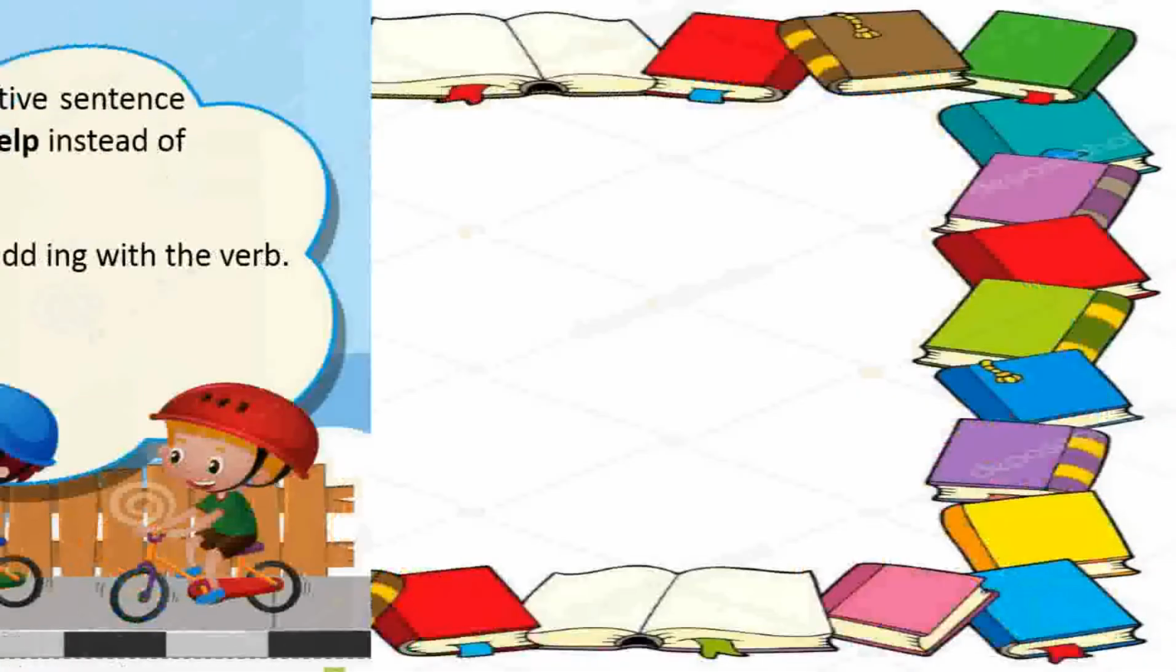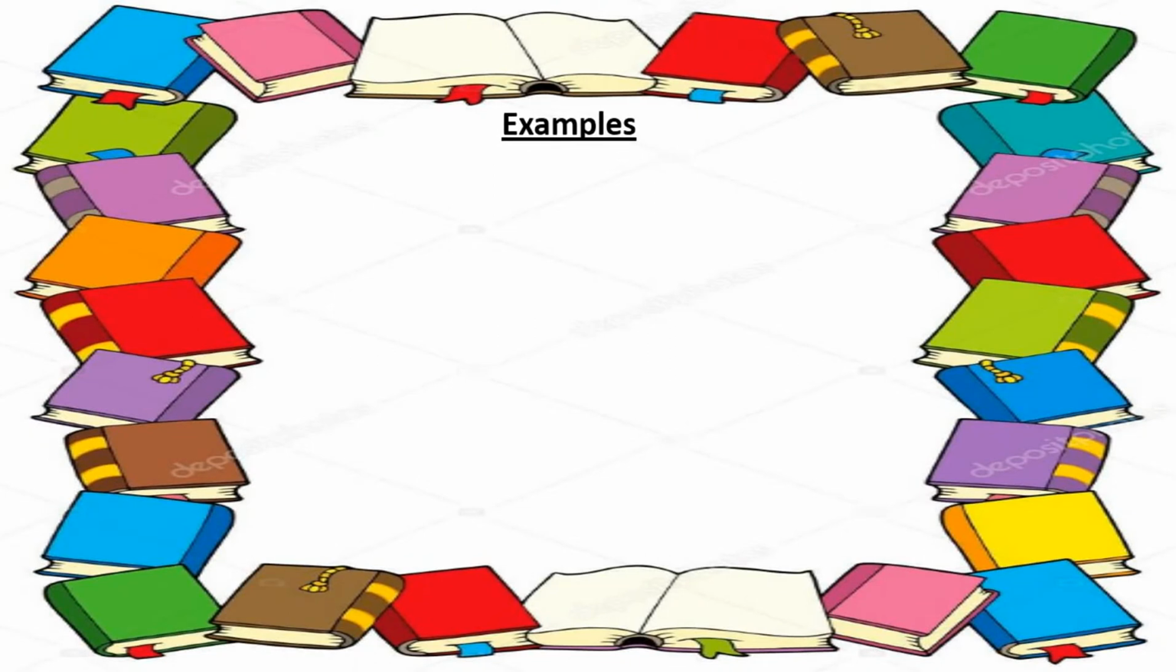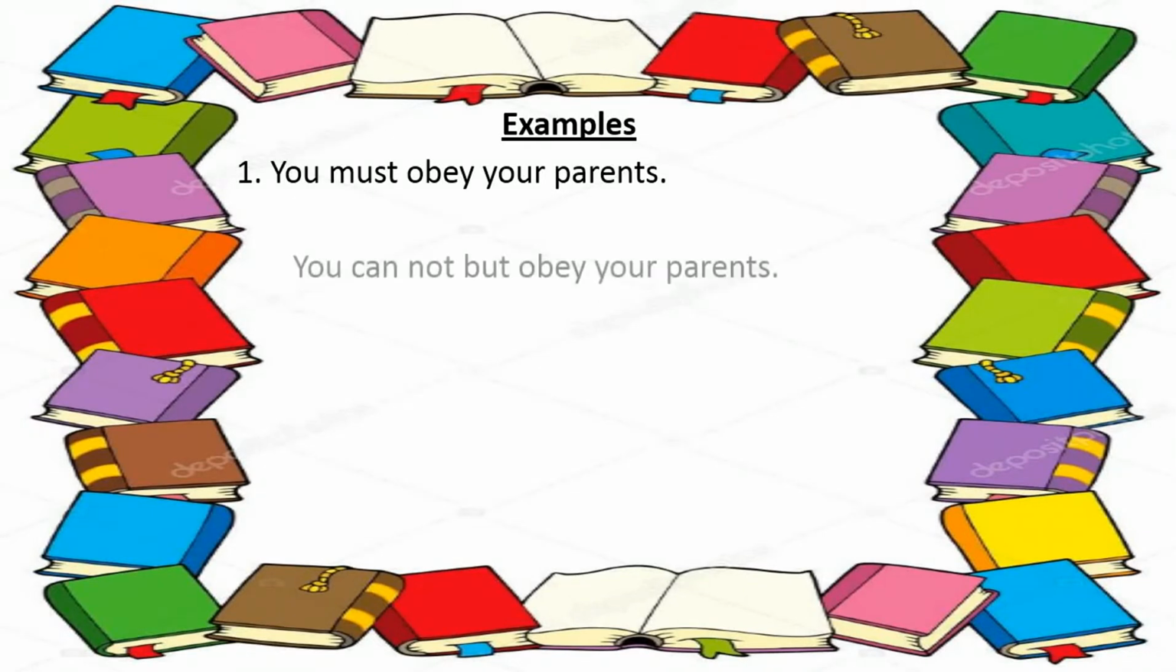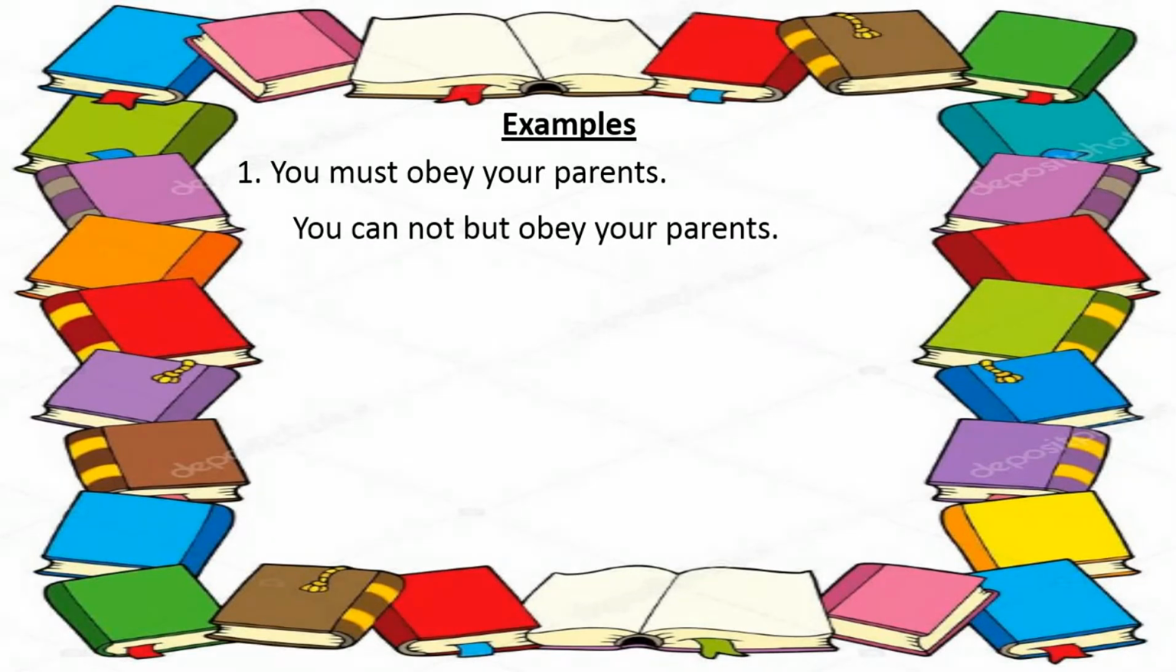Okay, let's have some examples. You must obey your parents. Here the word must. Okay, so we will use you cannot but obey your parents. So instead of must, you can use cannot but. Okay, you can use cannot help also. In case of cannot help, you have to add ing with the verb. So you cannot help obeying your parents.